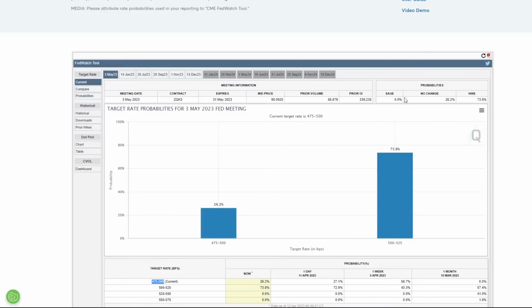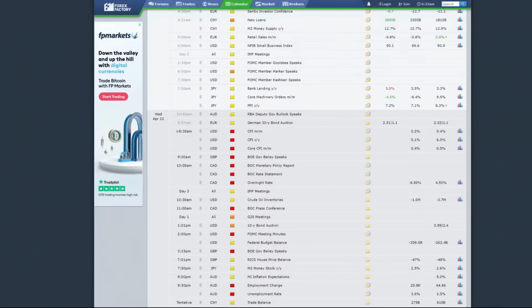Now, what can we expect in terms of inflation data today? Normally I use Forex Factory. We've got CPI month over month, CPI year over year, and core CPI coming out today. Core CPI strips out energy and food because they are very volatile, so it's a more stable inflation metric. You would expect CPI month over month 0.2%, a reduction compared to 0.4% in the previous month. Year over year 5.1%, a reduction compared to 6% the previous year. And core CPI month over month 0.4% compared to 0.5% the previous month.